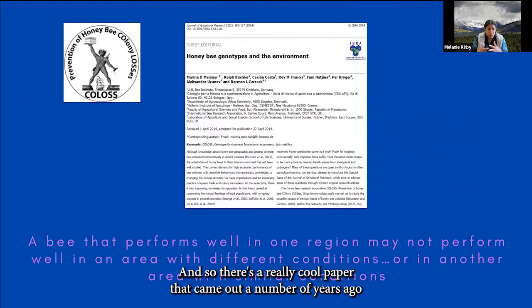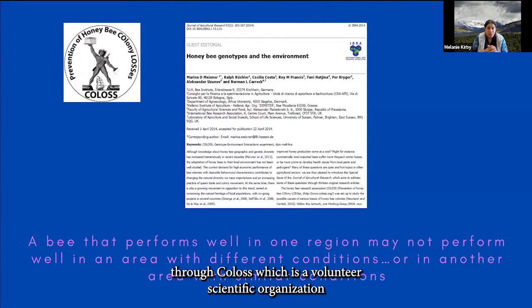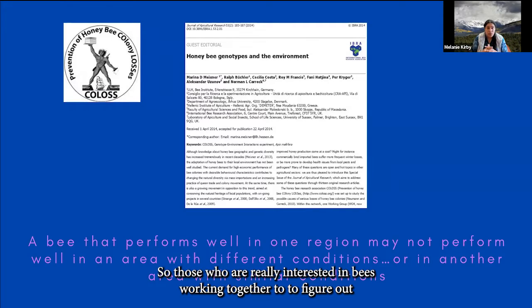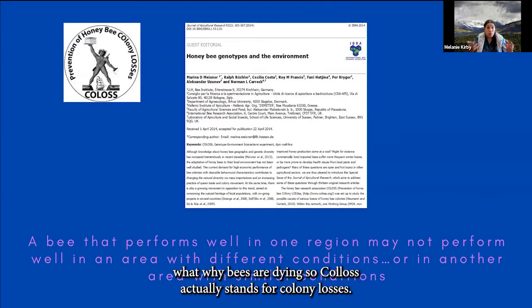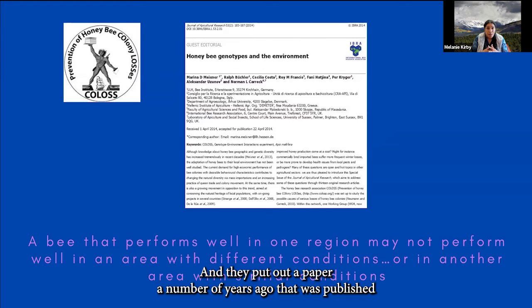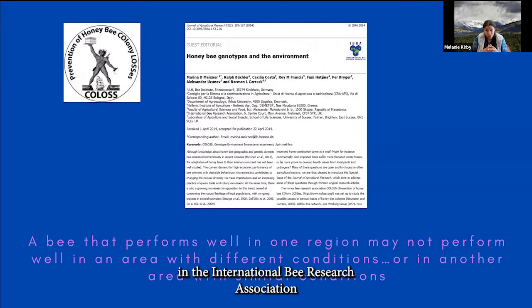And so there's a really cool paper that came out a number of years ago through COLOSS, which is a volunteer scientific organization that anybody can join, actually, costs like $30 a year. And they're a consortium of scientists from around the world and apiculturists, so those who are really interested in bees, working together to figure out why bees are dying. So COLOSS actually stands for colony losses. And they put out a paper a number of years ago that was published in the International Bee Research Association publication called Honeybee Genotypes in the Environment.